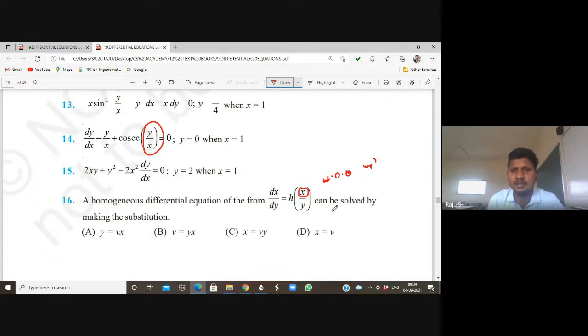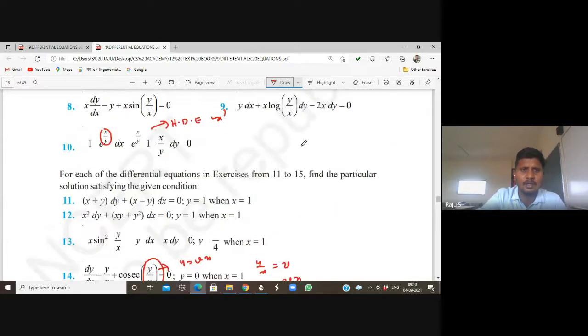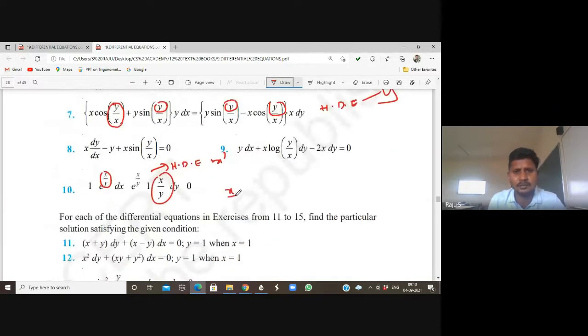Whenever it is x, what shall we substitute? x is equal to Vy. And here, what shall we substitute? y is equal to Vx. Sir, how can we say that here x is equal to Vy? Very simple, students. Whatever value they have given, x by y, you can equate to V, which implies x is equal to Vy. That's all. Here also, y by x is given, y by x is equal to V, then y is equal to Vx. Even here, take x by y is equal to V, then substitute x is equal to Vy. Here also you can take y by x is equal to V. Like that only we'll do.